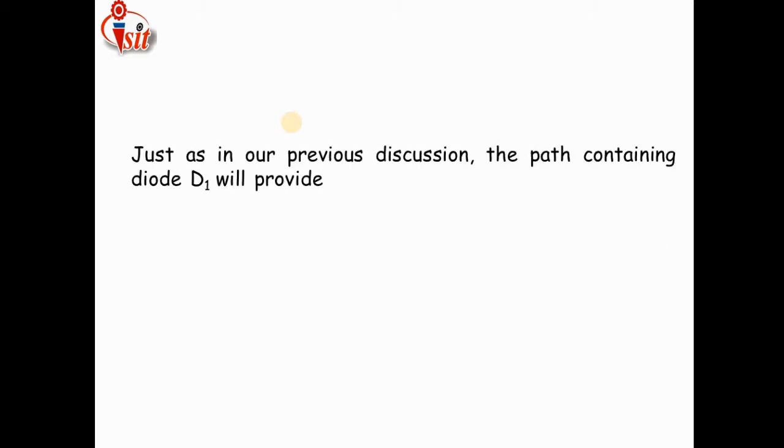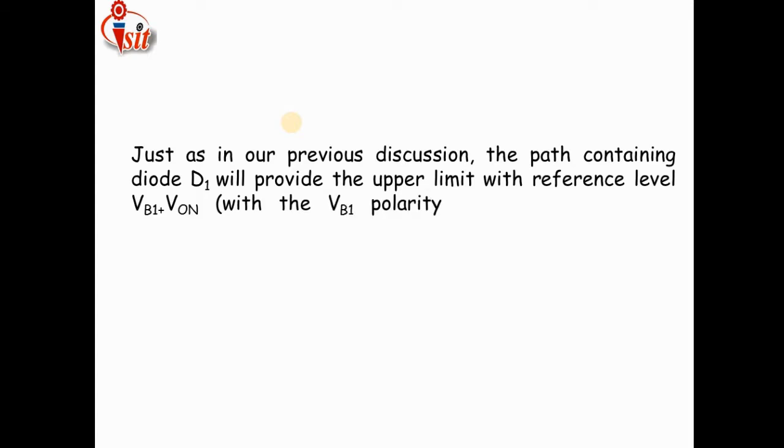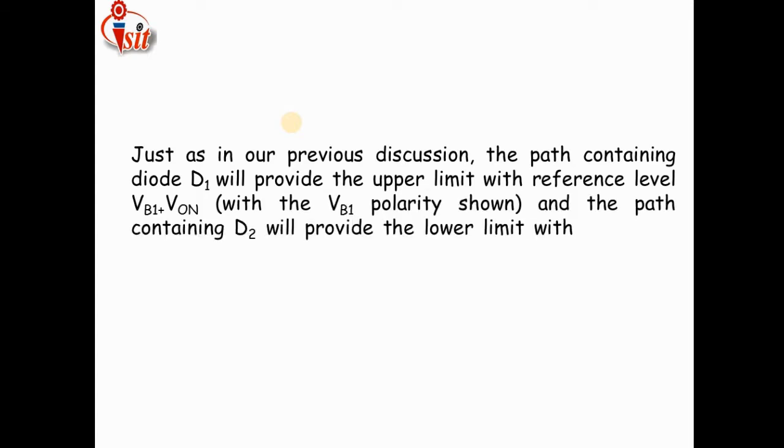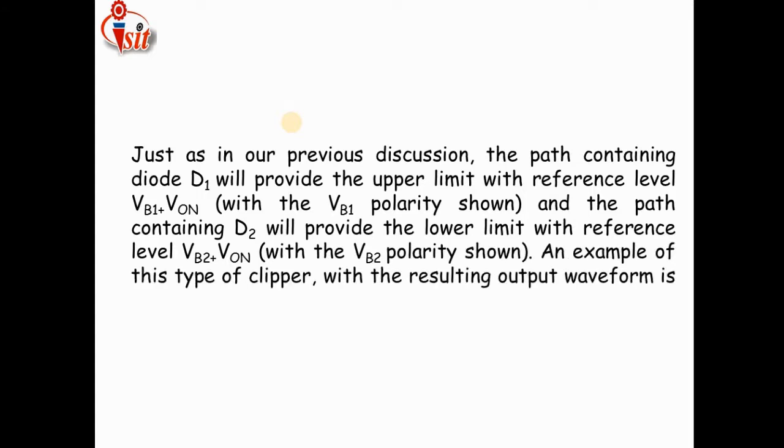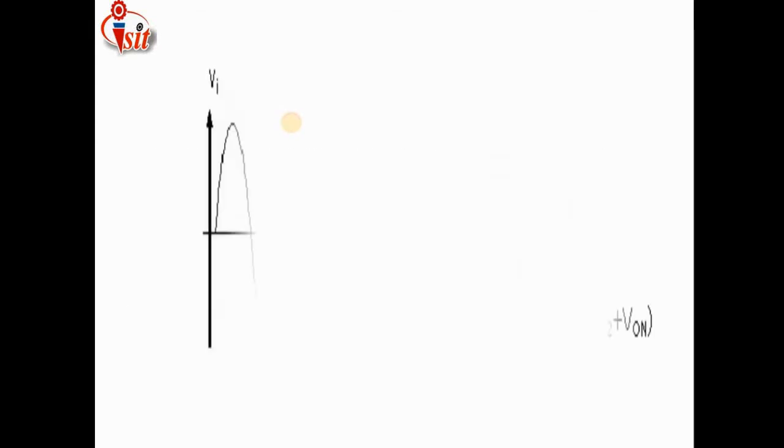Just as in our previous discussion, the path containing diode D1 will provide the upper limit with the reference level, that is, the positive bias voltage VB1 related to that circuit in an on condition, with the polarity shown. The path containing diode D2 will provide the lower limit with the reference level VB2, which is in an on condition, with the VB2 polarity shown. An example of this type of clipper with the resulting output waveform is shown below.